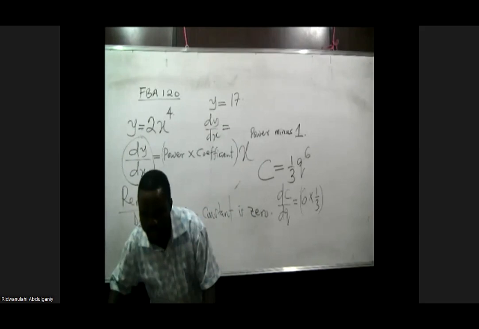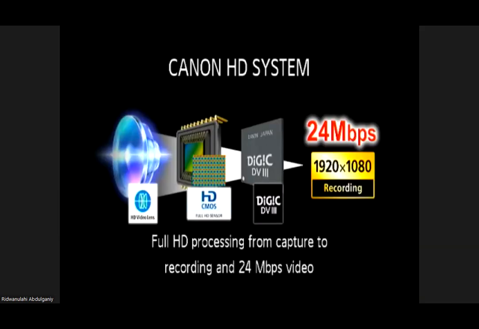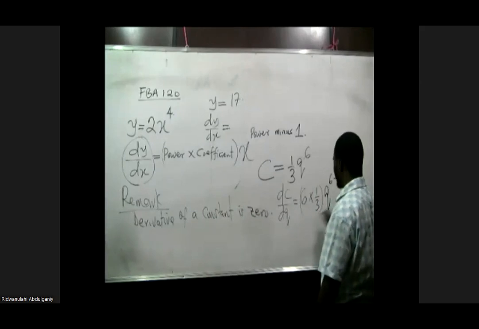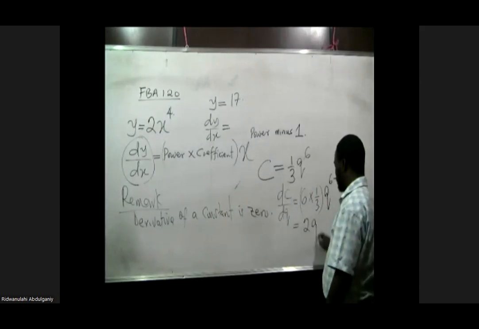Somebody raised it, yes, that's the answer: 2Q raised to power 5. Now, 2Q raised to power 5, so Q raised to power 6 minus 1. And the answer is 2Q raised to power 5.